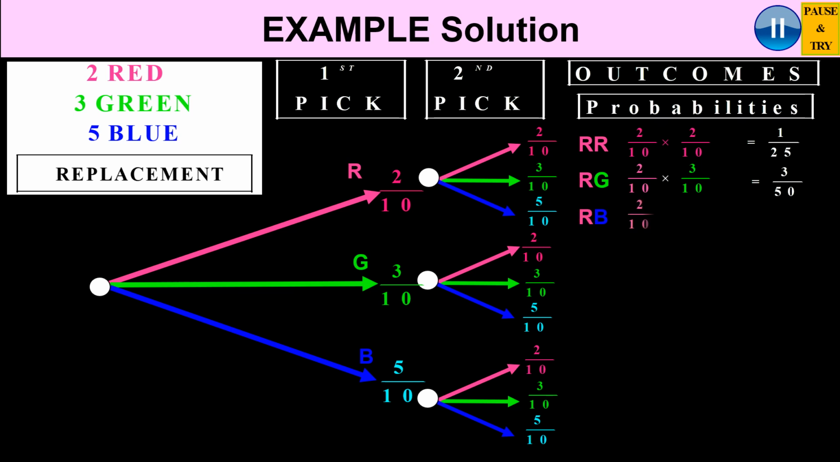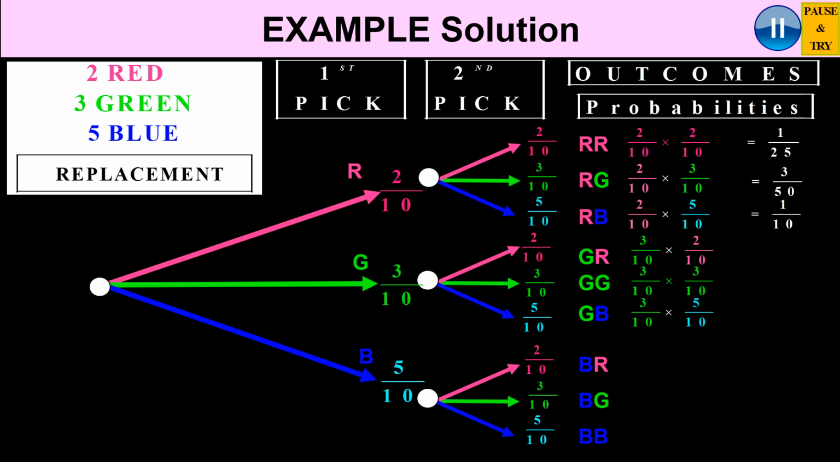The same way, I get a red followed by a blue, so that's 2 over 10 times 5 over 10. That's 10 over 100, and that's 1 over 10. And I can do the same there. That's a green followed by a red, and then a green followed by a green, and a green followed by a blue. So I can get all my outcomes there. There's my outcomes. I can calculate the probabilities. There's the probabilities for green and red, green and green, and green and blue. Simplify that. Those are the values I get there.